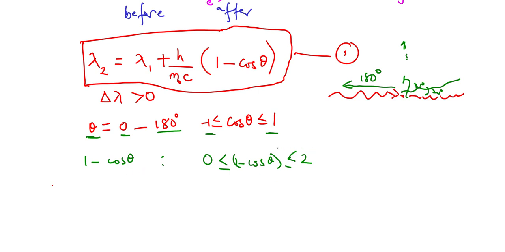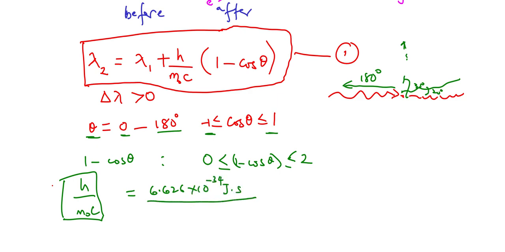Okay, before I explain this constant, this h over m naught c, I said it is a constant. It's a constant because h is Planck's constant, 6.626 times 10 to the power minus 34 joule seconds. Speed of light is approximately 3 times 10 to the power 8 meters per second. And the rest mass of the electron is approximately 9.11 times 10 to the power minus 31 kilograms.